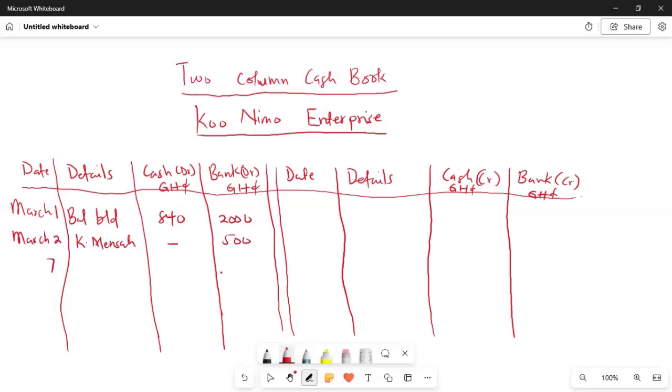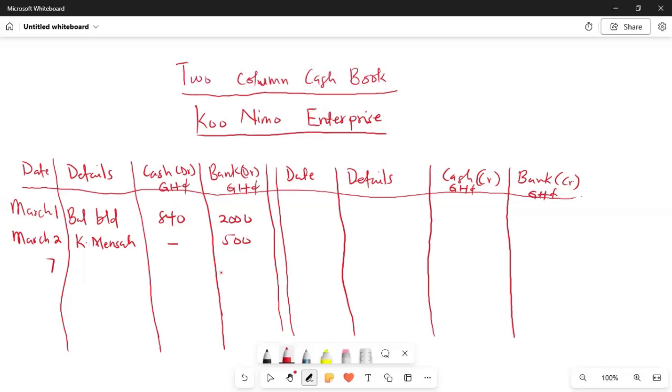March 7th. Paid rent by cash. So it means when you read the transaction, paid rent by what? Cash. So it means now they are the one giving cash. So cash is what you credit. So you're going to pay rent by what? Cash. So it means cash is given.